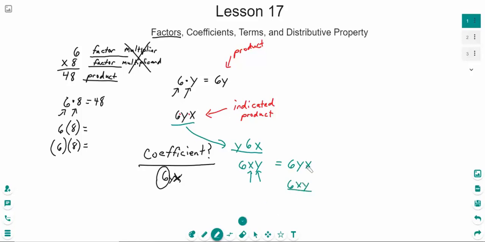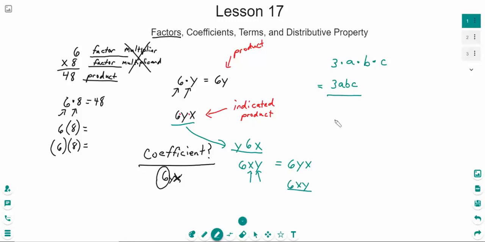All right. So if I give you another expression, let's say I've got an indicated product such as 3 times A times B. Yeah, let's throw a C in there, times C. All right. I could write that like this with my dots indicating multiplication, or I could write that in a simpler form as 3ABC. All right. That would be my indicated product.